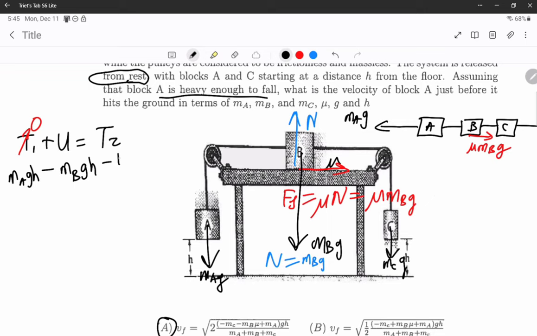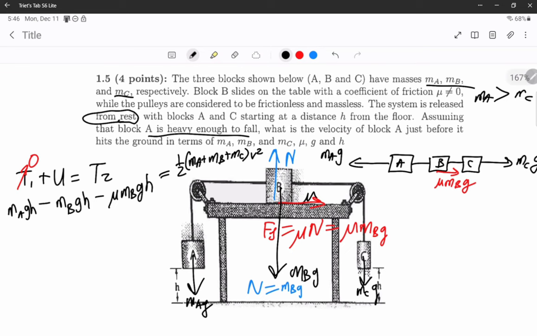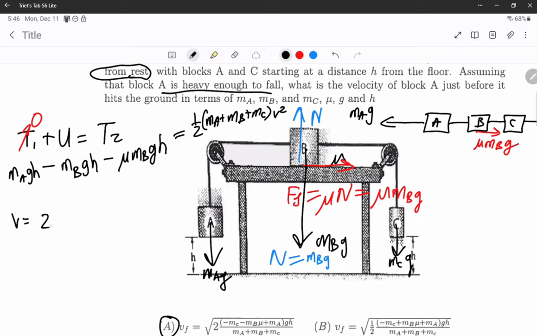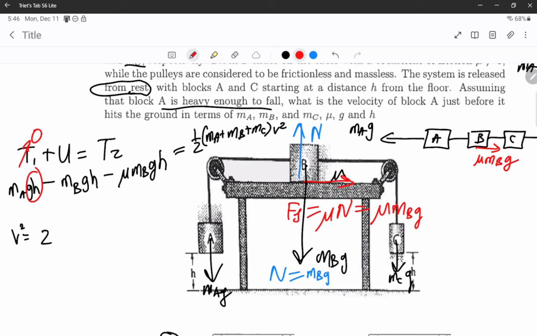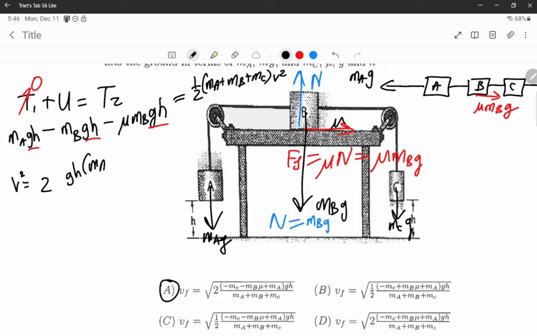That's going to be f_f times h, right? And f_f is going to be mu mB g times h, equal to T2. T2 is 1/2 and then all the mass, right? And v squared, and v is the same anyway because they are connected through a string. And so with that, v squared is 2 times, you group g and h together, right? g h. So if you group g h together, you can have mA minus mB.